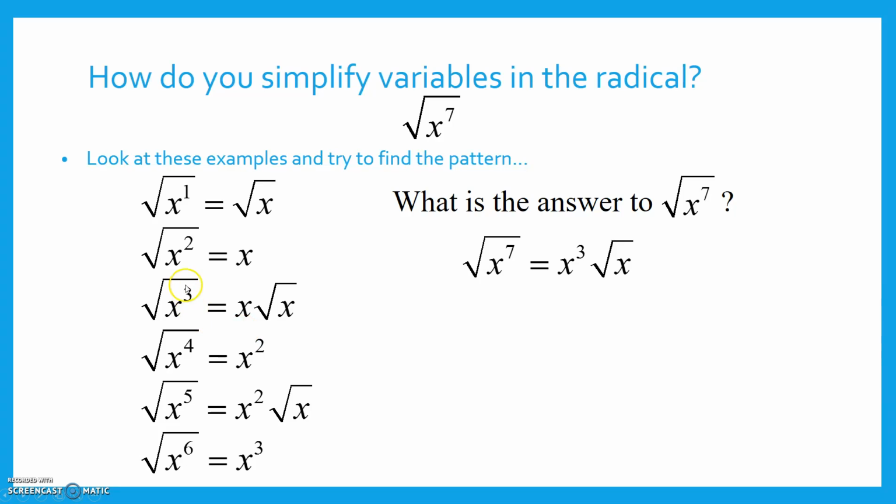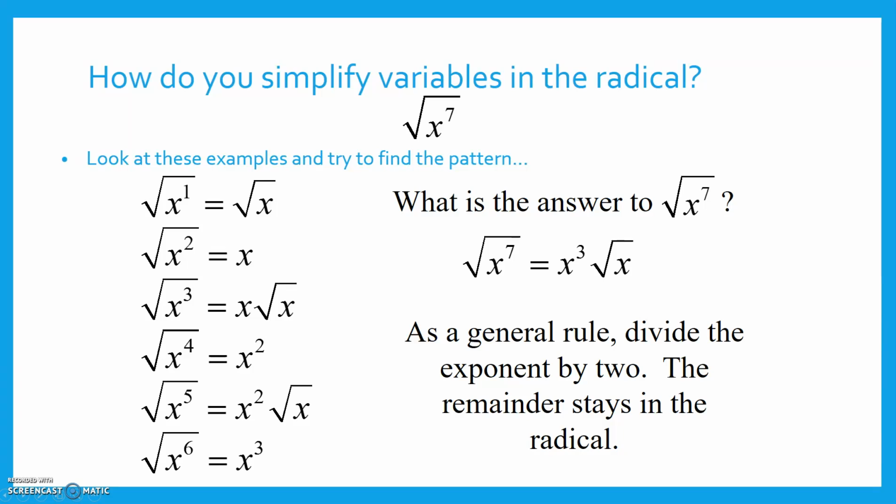So I hope you're noticing a pattern here. Let's look at the even ones to see if you can find it. 2 becomes 1, 4 becomes 2, and 6 becomes 3. In general, you're going to divide the exponent by 2 because you're taking the square root. Now sometimes there's an odd number, which means we have a remainder. The remainder stays inside the radical. So perfect squares are allowed to come out, and the leftovers stay inside.